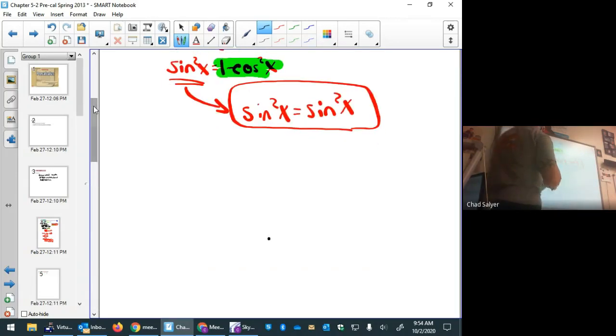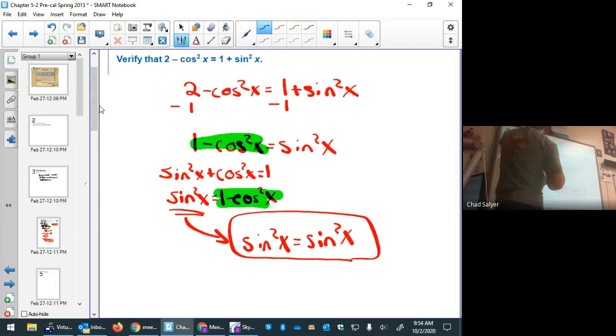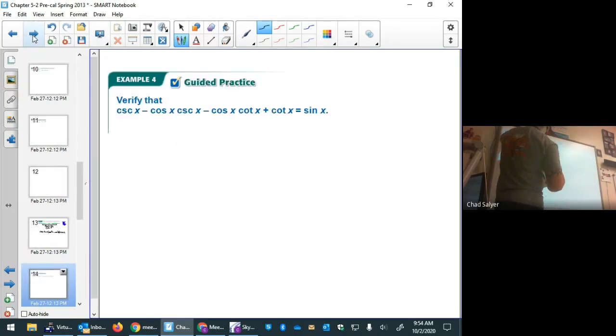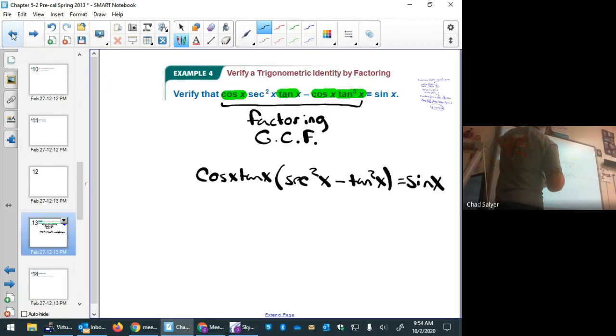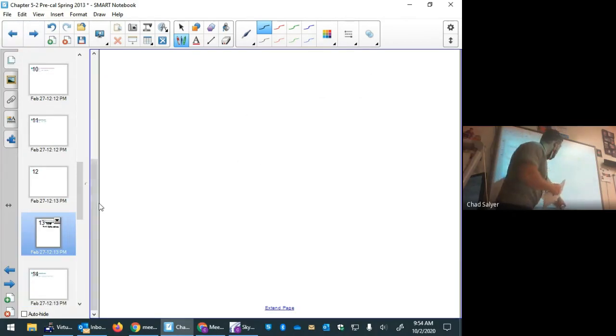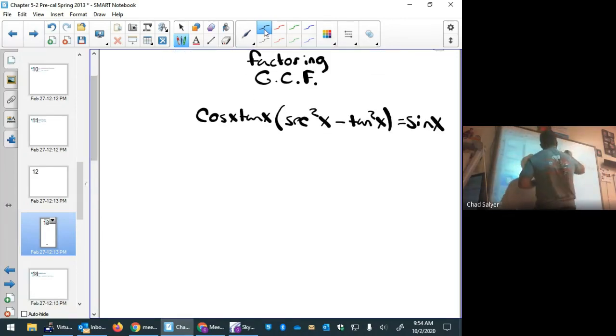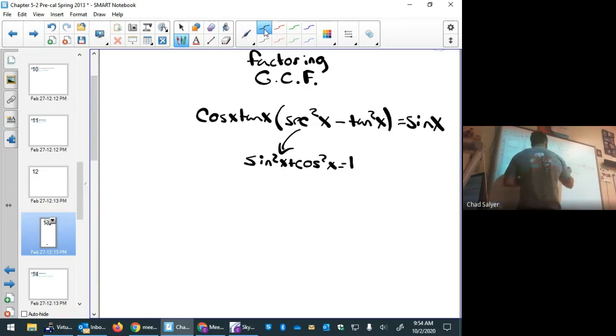We can play around with the Pythagorean identity. Oops. I don't know how I got on the wrong page. Like the wrong page by a mile. Okay, here we are. Use the Pythagorean identity to rewrite this in parentheses here. So I've got sine squared x plus cosine squared x equals 1. I need something with the secant, so I'll divide everything by cosine squared x.